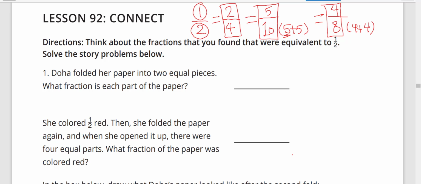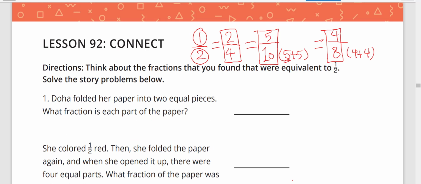Open your book, page number 113. Think about the fractions that you found that were equivalent to half. Solve the story problems below. Number 1, Doha folded her paper into 2 equal pieces. What fraction is each part of the paper? If we divide one whole into 2 equal parts, each part will be half. So the fraction will be half.